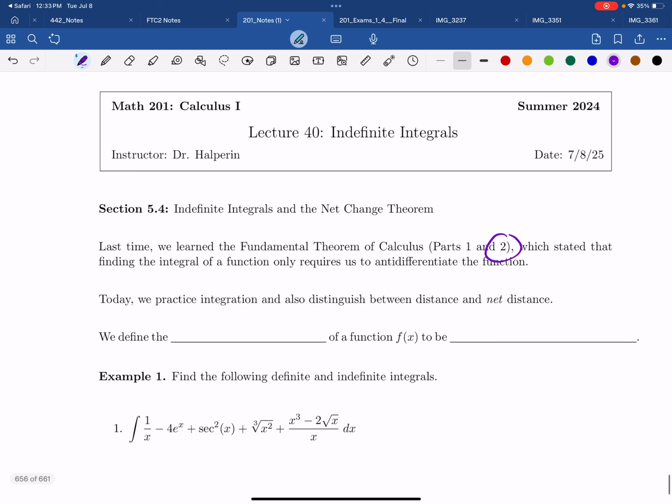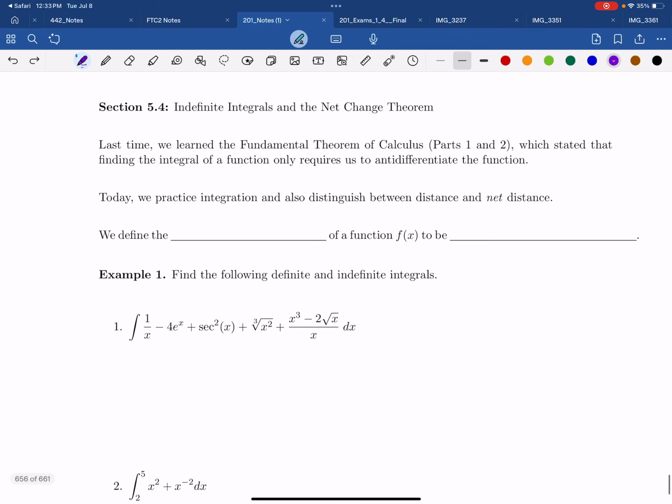Part 2 is definitely more important, and it's what you're going to be learning a lot more of in Calculus 2. And so we're going to focus a bit more on part 2 in this section. We're going to define a generalized version of the integral called the indefinite integral. It's the indefinite integral of a function.